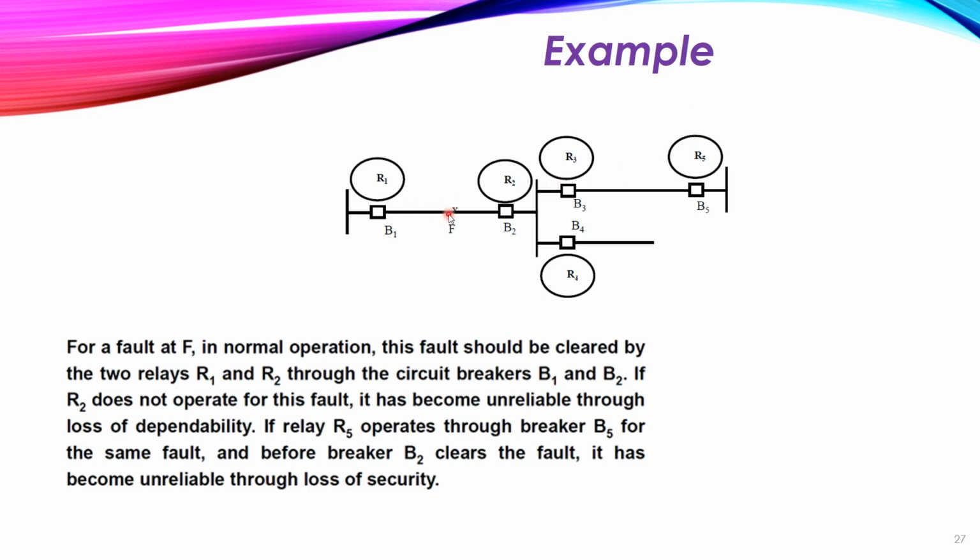Here the fault occurred, so R1 and R2 should clear the fault. And the other R3 and R4 are the backup. But R1 and R2 should operate first, and then R3 and R4 if they did not operate as a backup. So when R5 operated, it is outside its region. So R5 operation as a primary one is a loss of security because it operates outside of its original region.